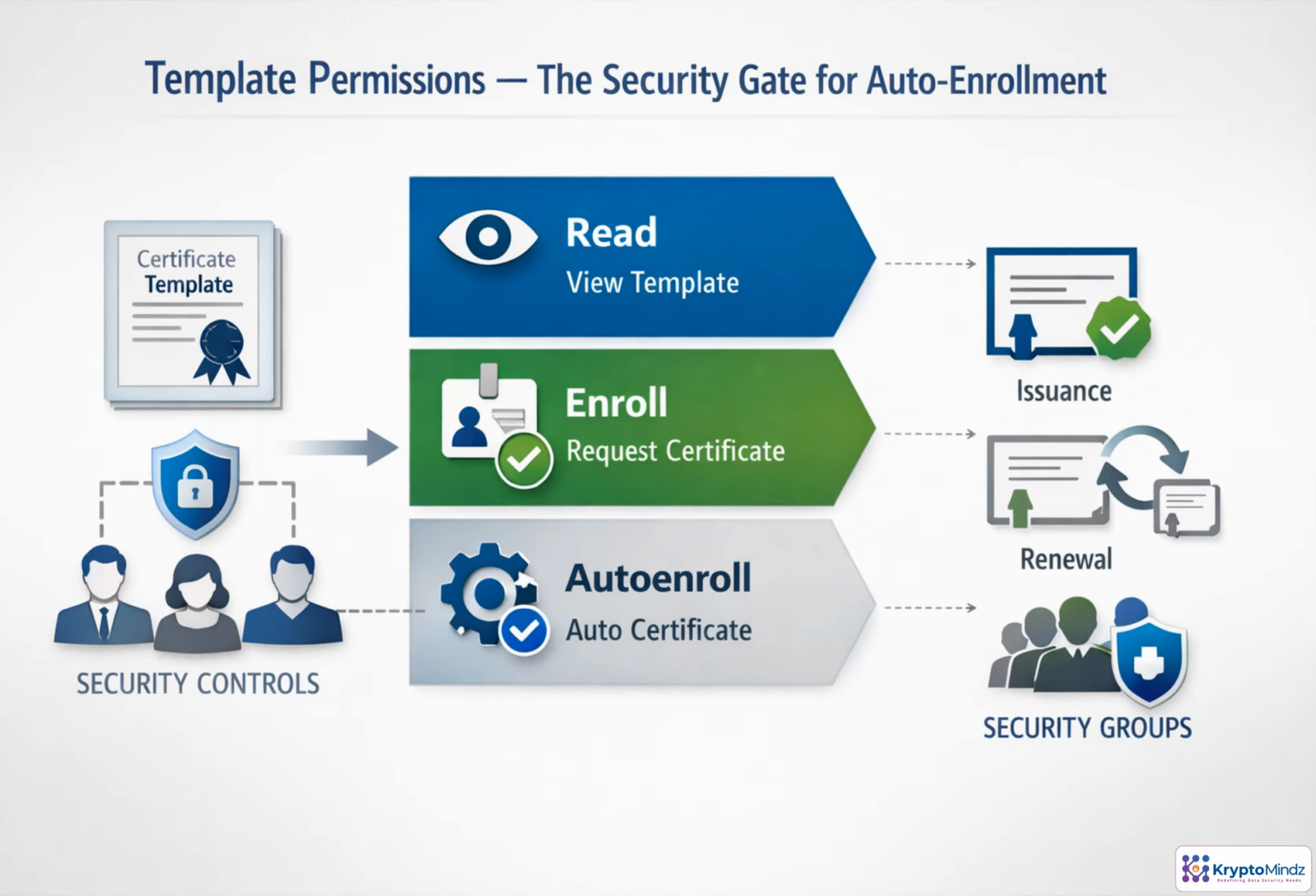Template permissions act like a security gate in front of auto-enrollment. Read allows an account to see that the template exists. Enroll lets that account manually request a certificate from the template. Auto-enroll adds automation, so certificates are requested and renewed without user action. Auto-enrollment only succeeds when all three permissions are granted. Assign these rights to well-defined security groups, such as dedicated auto-enroll groups, instead of broad groups like Everyone or Domain Users, so you tightly control who receives certificates.